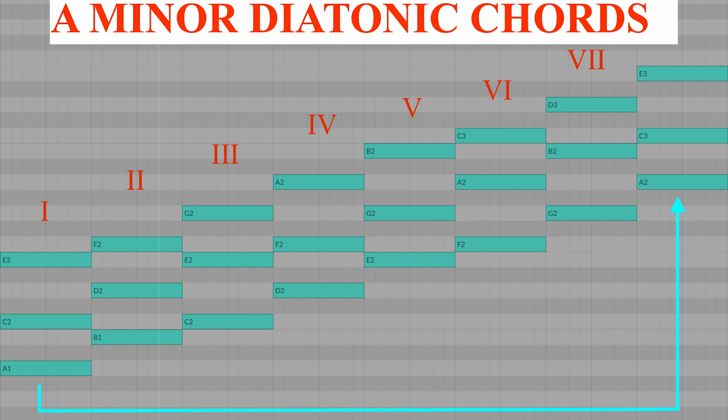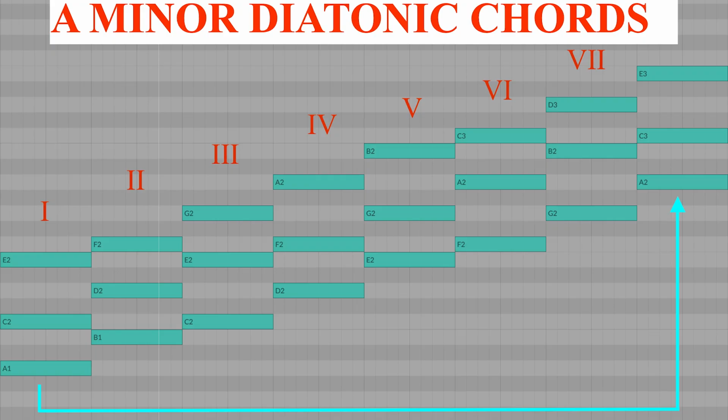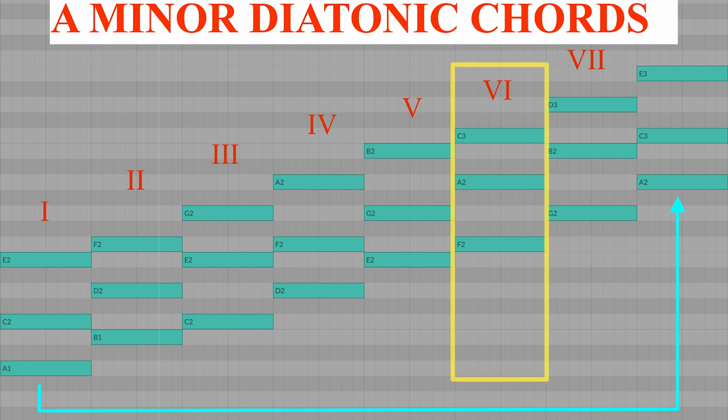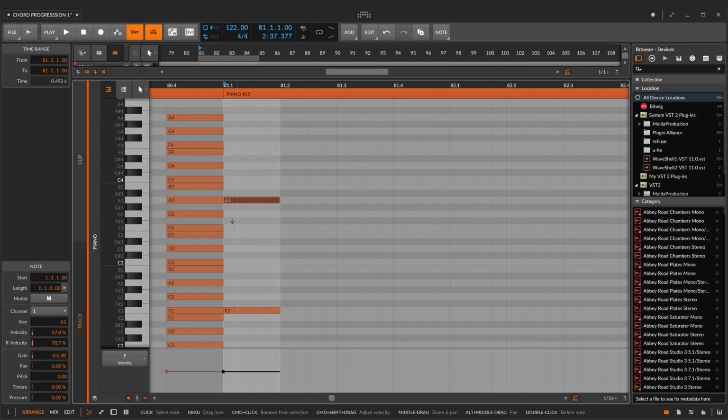So the first tip is don't start with the first one on your own chord progression, because it sounds a little bit old-fashioned and boring nowadays. For instance, if you are in A minor scale, don't start with A minor chord. Now, I've decided to start with the 6th degree. So as you can see, it is F major chord. So let's carry on. I'll start with triads.